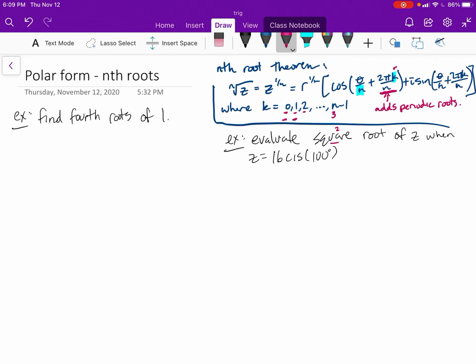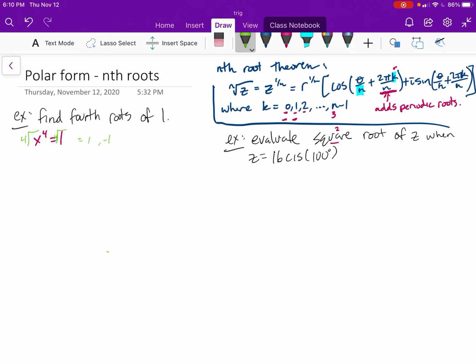All right, let's take a look at an example. So what I'm going to do first is show the idea behind it. Sometimes you don't have to use this formula, but it will work. To find the fourth roots of 1, that would be equivalent to solving x to the fourth equals 1, because then I'm going to do the fourth root on both sides. Fourth root of 1, all I see in my head is probably 1 and negative 1. So how do you do that?